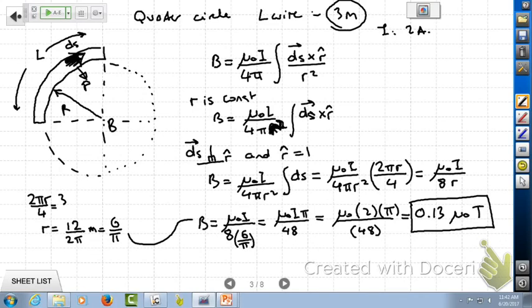Yeah, something like that is going to be on the test. Want to see all those steps. Want to see that r equals constant. Want to see ds is perpendicular to r hat, and r hat is equal to 1. You know, it's money in the bank.